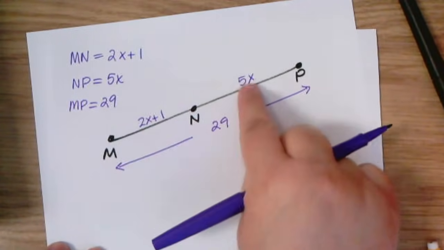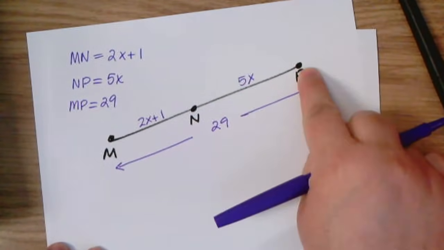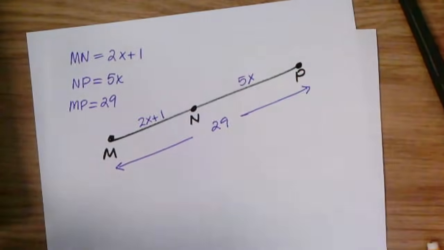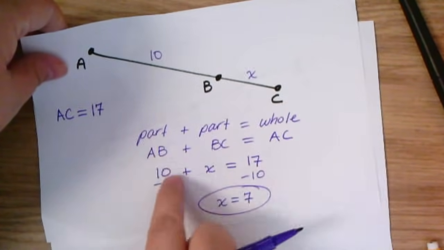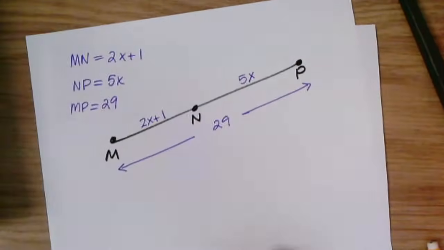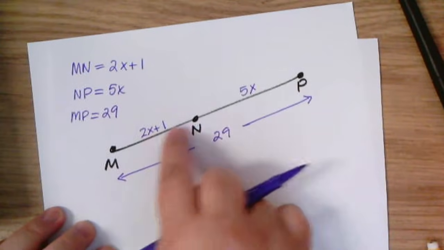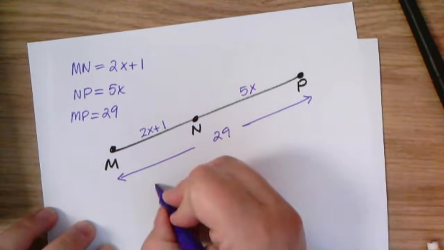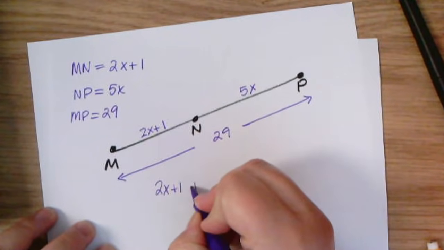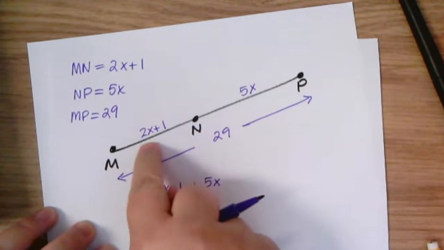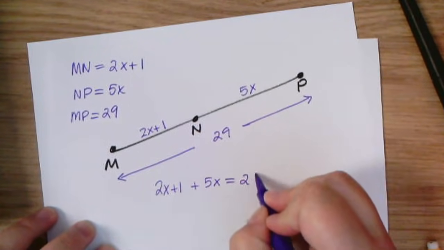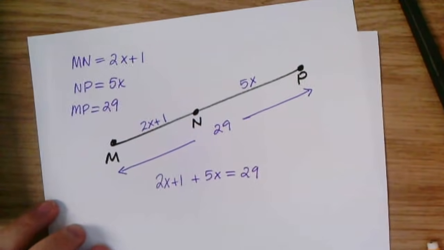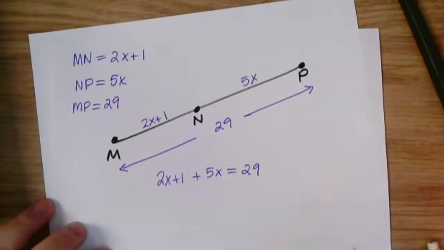So part plus part equals the whole thing tells me the way I'm going to set this up. And again, if it helps you to write out those words, then do, and just substitute what you need for each of those things. But part plus part equals the whole means 2x plus 1 plus 5x, that's one part, there's the other part, equals the whole. And there's my equation. So now I have the equation that I can solve to find x.